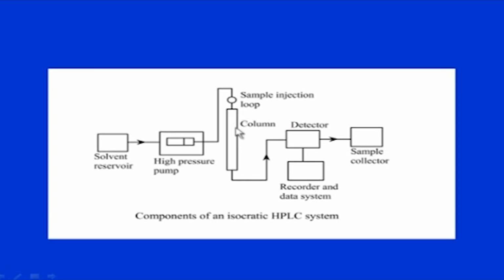Then the column, which is a small column, we will see how big these columns are, but the length is certainly less than normal columns, because you can pack more theoretical plates in here. It goes to the detector and then to the fraction collector. So you can collect it, you can detect, and the readout could be seen. So, this is a very simple schematic of an isocratic HPLC system. If it is a gradient, then you have to have two pressure pumps and a gradient mixer, which will allow you to supply a gradient and elute the sample.